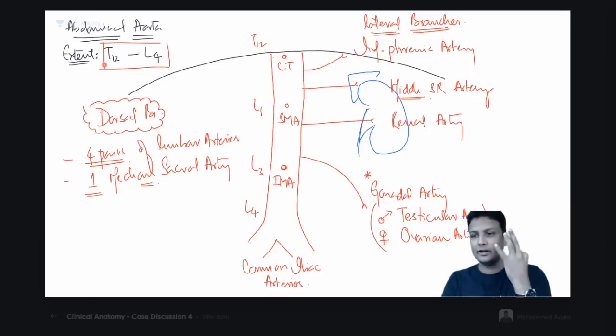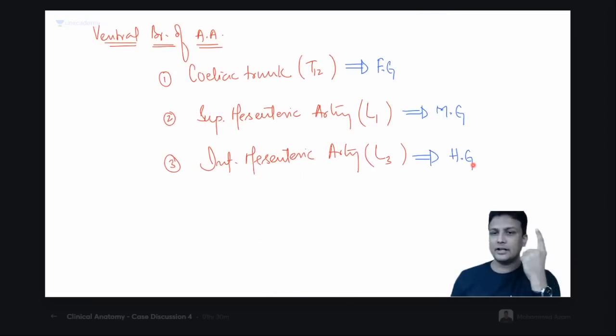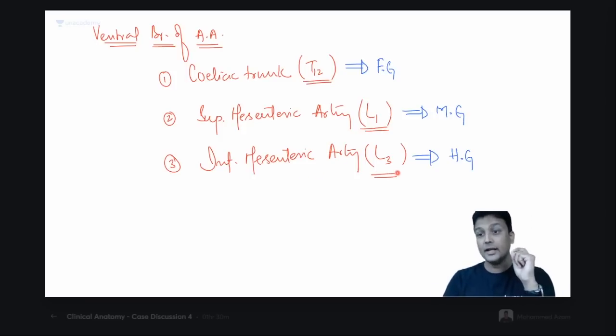And what are the 3 ventral branches here? The 3 ventral branches will be celiac trunk, superior mesenteric artery, and inferior mesenteric artery. Celiac trunk will be given at the level of T12, superior mesenteric artery at the level of L1, and inferior mesenteric artery at the level of L3. And then, my dear friends, celiac trunk is the artery supplying your entire foregut. Superior mesenteric artery will be supplying the midgut. And finally, the inferior mesenteric artery is the artery of the hindgut. It will be supplying the entire hindgut. Are you all comfortable with this one?